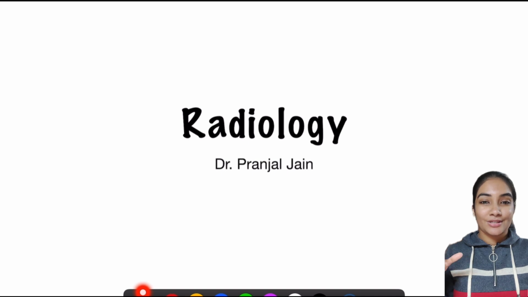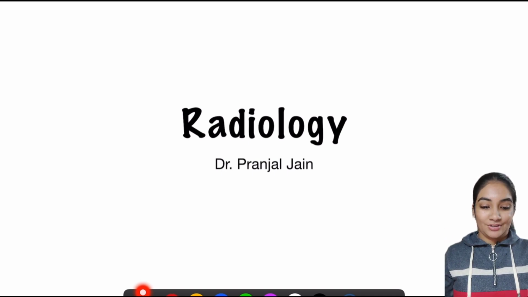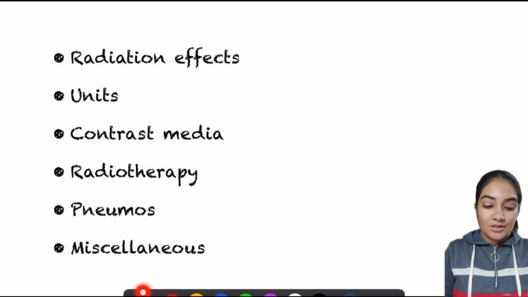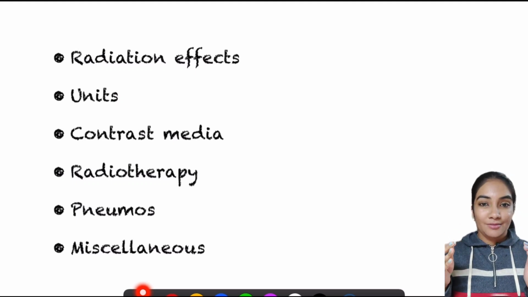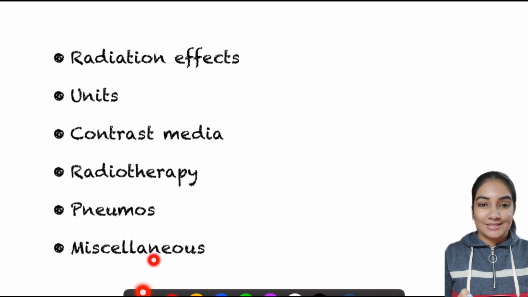The image part is already covered in all your other subjects, surgery, ortho, gynae, etc. Today we will only focus on the theory and rote learning stuff. So we will divide radiology into 5 or 6 major headings. That is radiation effects, units, contrast medias for different modalities, radiotherapy. All the pneumos we will combine together in a table because they are very confusing at a time. And then certain miscellaneous points.